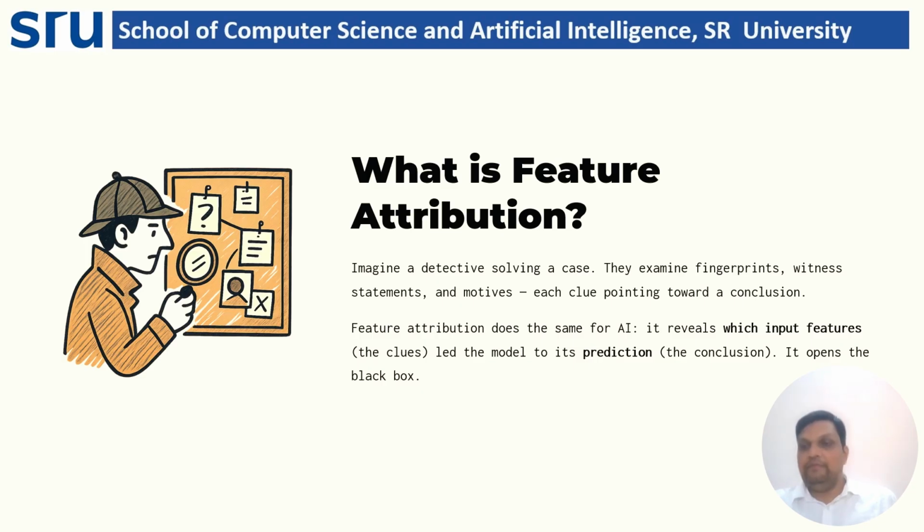We can say, imagine a detective solving a case. They don't just jump to a conclusion. They examine clues: fingerprints, motives, witness accounts. Feature attribution works the same way. In AI, the clues are input features and the conclusion is the model's prediction. Our goal is to uncover which features influence the decision and how much.